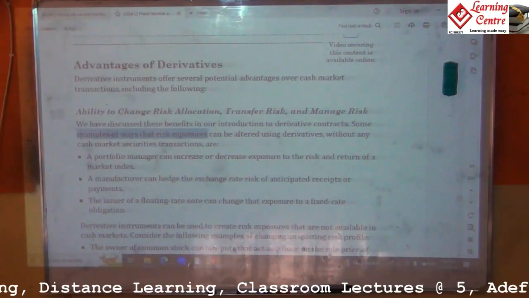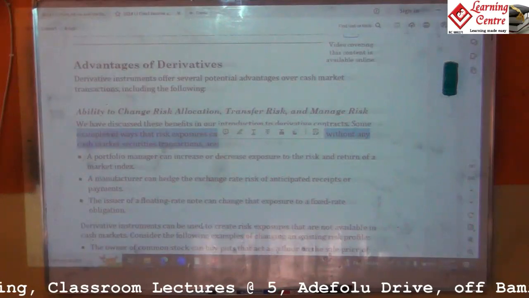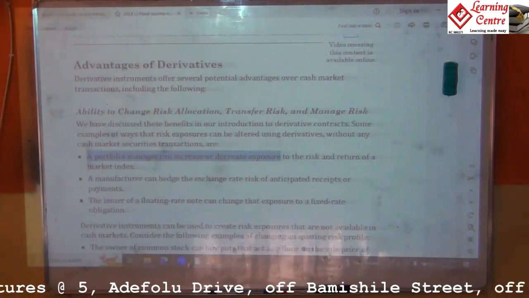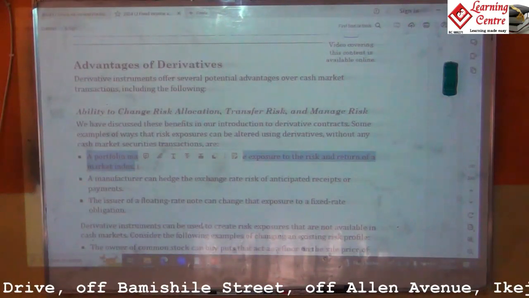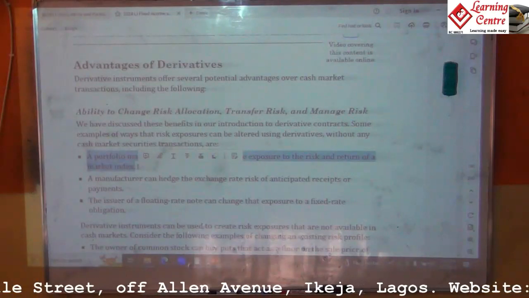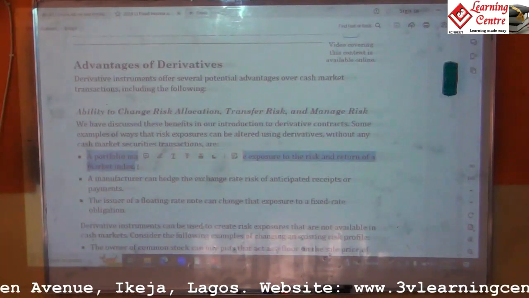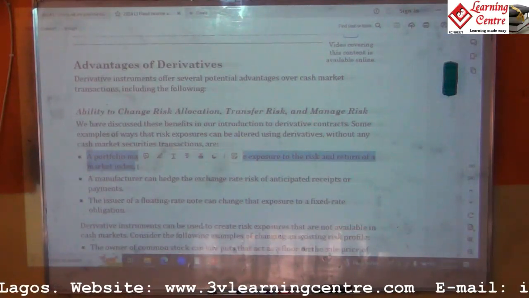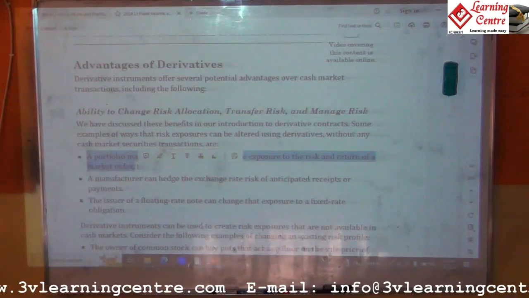Some examples of ways that risk exposures can be altered using derivatives without any cash market security transactions are: 1. A portfolio manager can increase or decrease exposure to the risk and return of the market index. So we know what a market index is. You are not investing in the asset itself, but in combinations of companies coming together, like the FTSE 500 and all those markets. You are not investing in one company, you are investing in a combination of companies. But how those companies move would affect your movement in your asset portfolio.